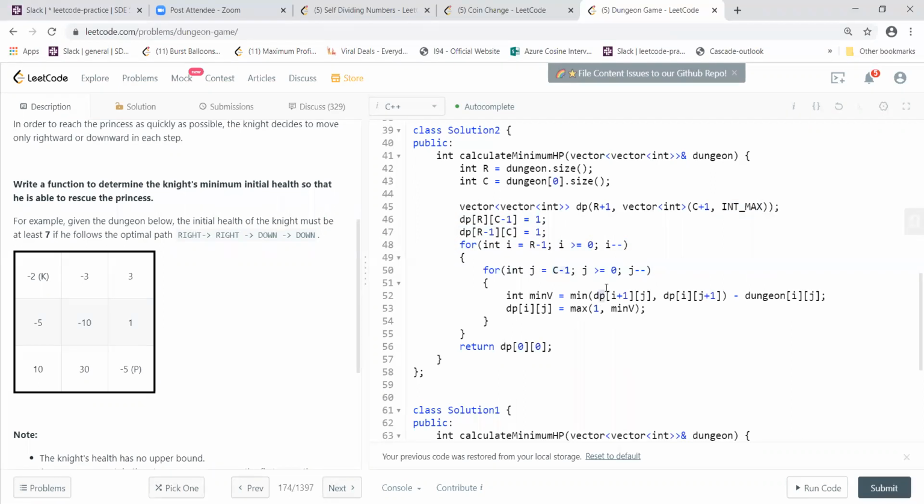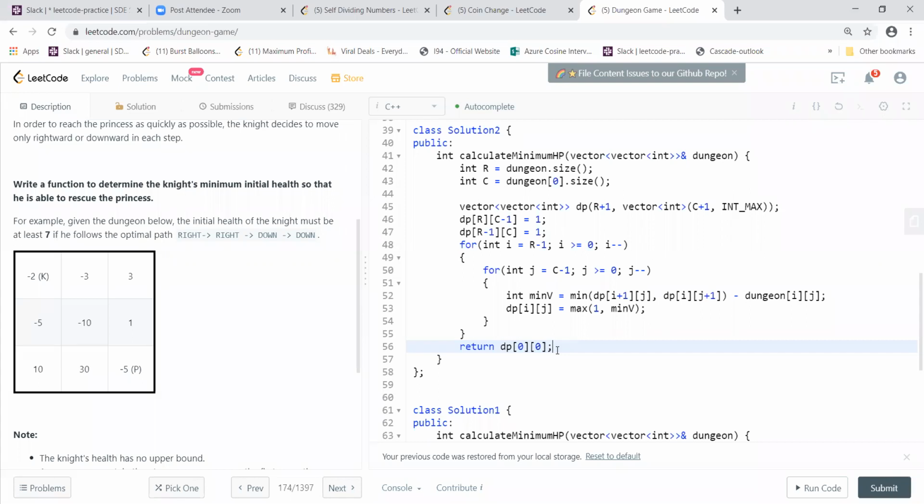And this is again the same thing: you take the DP cell of the downwards one and the rightwards one, find the minimum of them, and then subtract that from the current dungeon cell. So you then get a minimum value over here, and you store it in the DP array. And the top left element will be your answer, because you are iterating and traversing from the bottom right side.